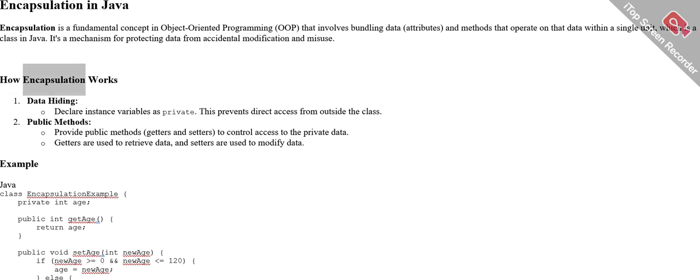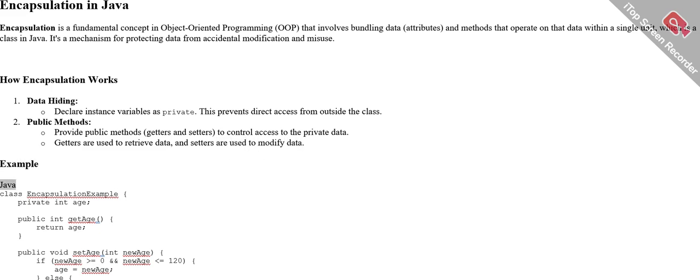How encapsulation works. Data hiding: declare instance variables as private. This prevents direct access from outside the class. Public methods: provide public methods, getters and setters, to control access to the private data. Getters are used to retrieve data, and setters are used to modify data.